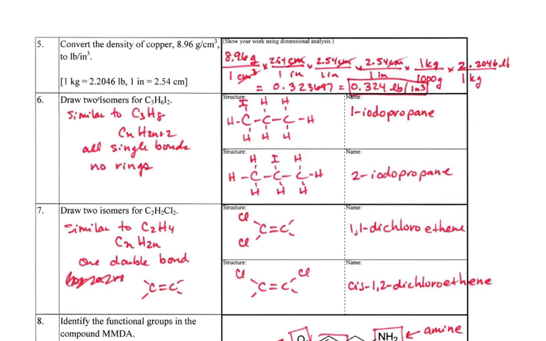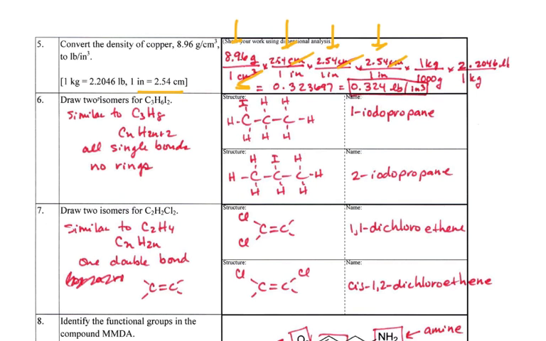Number 5. Convert the density of copper in grams per cubic centimeter into pounds per cubic inch. So I start out by writing what I'm given here, the 8.96 grams per cubic centimeter. Now I know that a centimeter relates to an inch, 2.54 centimeters per inch, but I have cubic centimeters, so I need to use 2.54 centimeters per inch 3 times. So 3 centimeters will cancel out the centimeter cubed. And my bottom now is inches cubed, and that's what I'm trying to get.